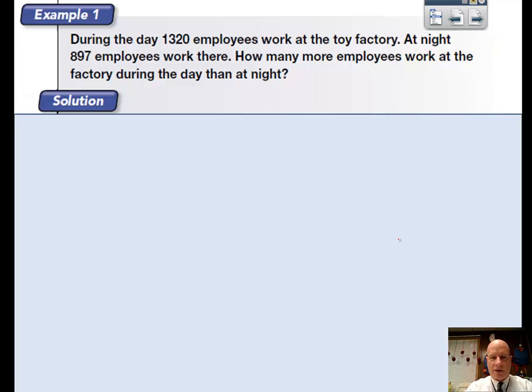So during the day, 1,320 employees work at the toy factory. At night, only 897 employees work there. So how would you figure out how many employees work at the factory during the day compared to how many work there at night? Go ahead and pause this and see if you can come up with the answer.